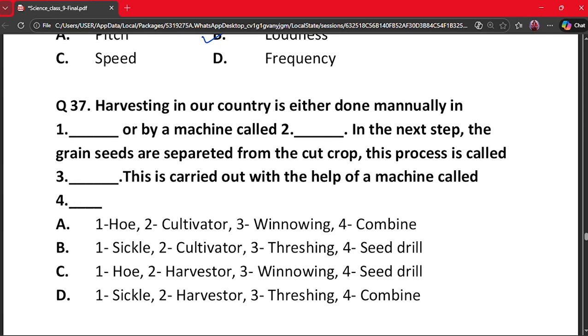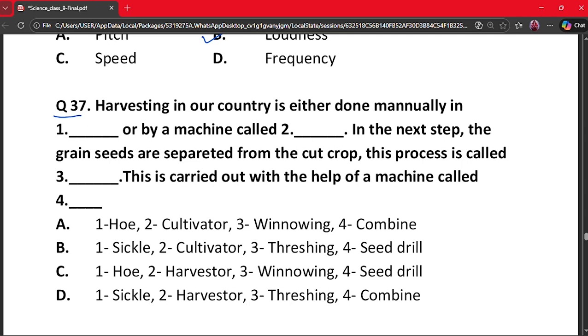Our next question is fill in the blanks kind of. So it's question number 37. Harvesting in our country is either done manually in dash or by a machine called dash. In the next step, the grain seeds are separated from the cut crop, and this process is called dash. This is carried out with the help of a machine called dash. So let's complete this.